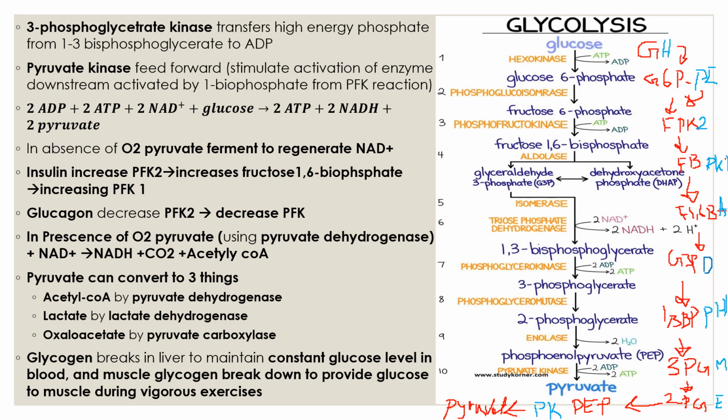Alright, so let's review. Glucose uses hexokinase to go into glucose 6-phosphate, and then glucose 6-phosphate uses phosphoisomerase to go into fructose 6-phosphate, and fructose 6-phosphate uses PFK1 phosphofructokinase to go into fructose 1,6-bisphosphate. Then F16BP uses aldolase to go into G3P, which is glyceraldehyde 3-phosphate, and then G3P dehydrogenase takes it into 1,3-bisphosphoglycerate.